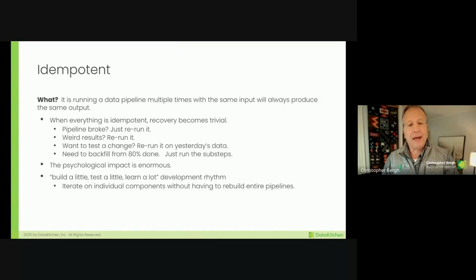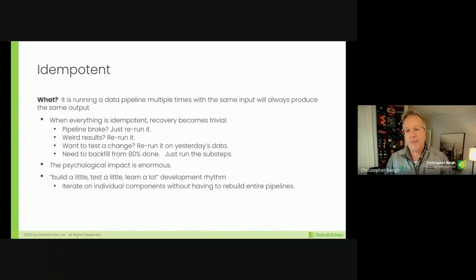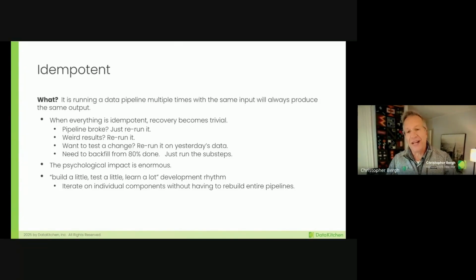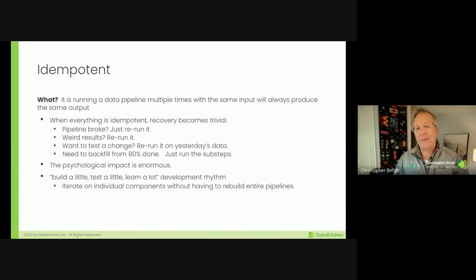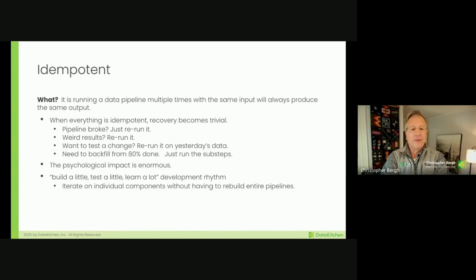And then second, idempotency. Think of it as running a data pipeline multiple times where the same input will always produce the same output. And so that's sort of hard, right? If you've got a pipeline that adds 2 to an integer column, well, you run it again, you're gonna add 2 again. And so it's not idempotent. It's not going to produce the same output. And that's the point of a database in some ways.